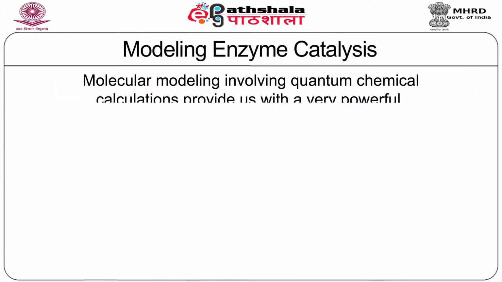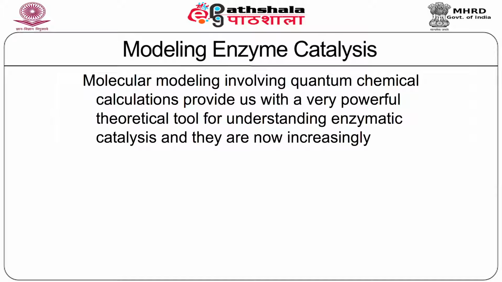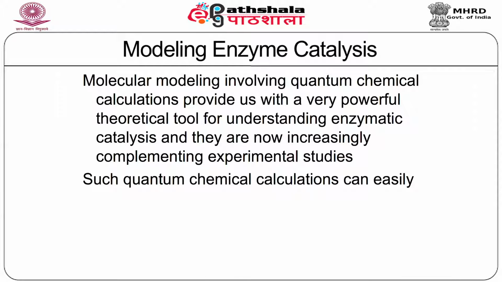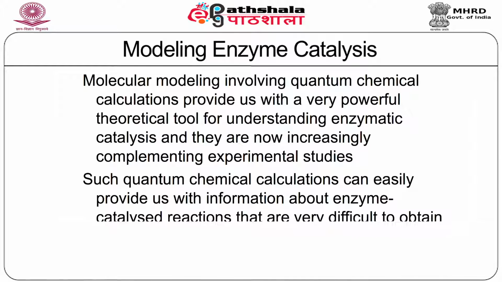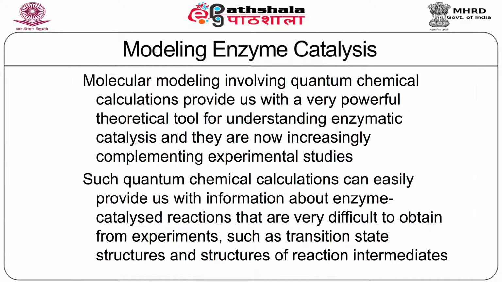Molecular modeling involving quantum chemical calculations provides us with a very powerful theoretical tool for understanding enzymatic catalysis, and they are now increasingly complementing experimental studies. Such quantum chemical calculations can easily provide us with information about enzyme catalyzed reactions that is very difficult to obtain from experiments, such as transition state structures and structures of reaction intermediates.